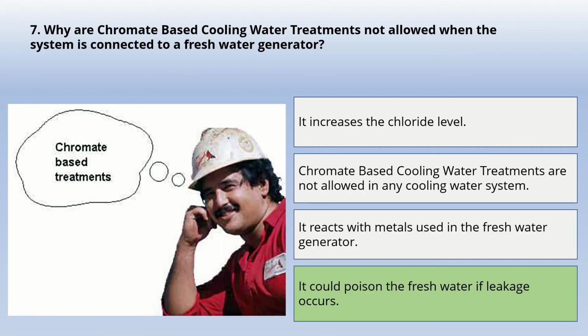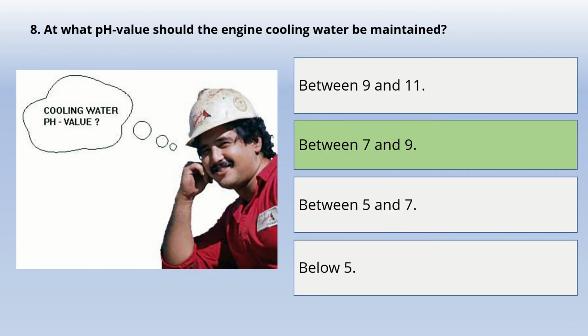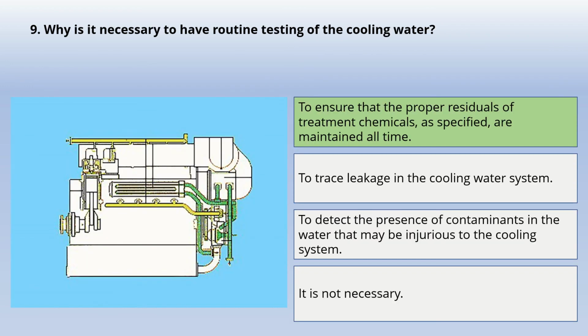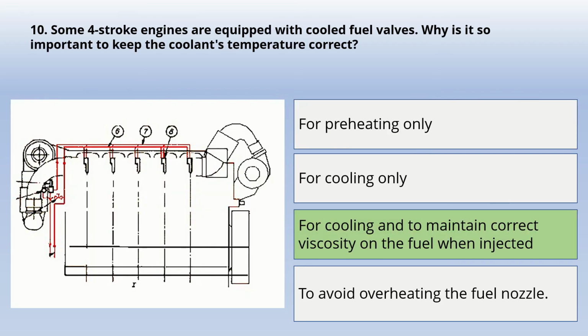Why are chromate based cooling water treatments not allowed when the system is connected to a freshwater generator? It could poison the fresh water if leakage occurs. At what pH value should the engine cooling water be maintained? Between 7 and 9. Why is it necessary to have routine testing of the cooling water? To ensure that the proper residuals of the treatment chemicals as specified are maintained all time. Some 4-stroke engines are equipped with cooled fuel valves. Why is it so important to keep the coolant's temperature correct? For cooling and to maintain correct viscosity on the fuel when injected.